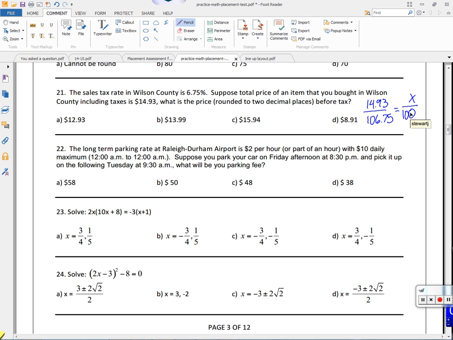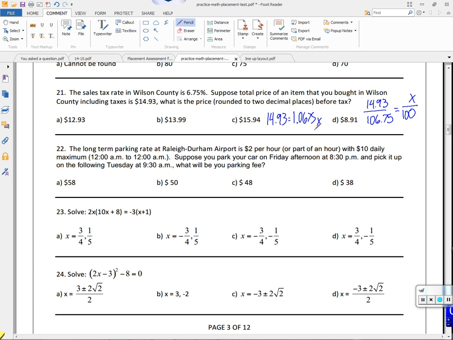Anybody else do that? Other approaches? The total price was equal to x times 1.0675. So the total price is equal to the tax, which was 106.75. Okay. And so that would be equivalent to this one here too, right? It's just multiplying 100 times bigger on both sides. That is the same thing.